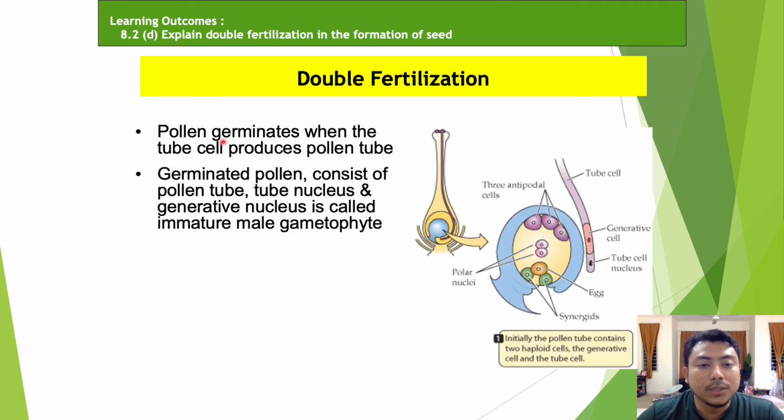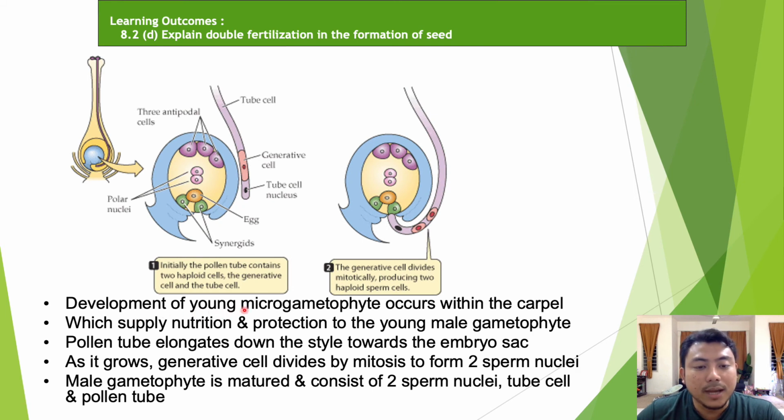The pollen will germinate when the tube cell produces the pollen tube. The germinated pollen consists of the pollen tube, tube nucleus, and generative nucleus. Now, it is still called an immature male gametophyte. The development of the young microgametophyte occurs within the carpel, which will supply nutrition and protection to the young male gametophyte. The pollen tube will elongate down the style towards the embryo sac. Just for your information, these two points are not really important. It's only extra information for you.